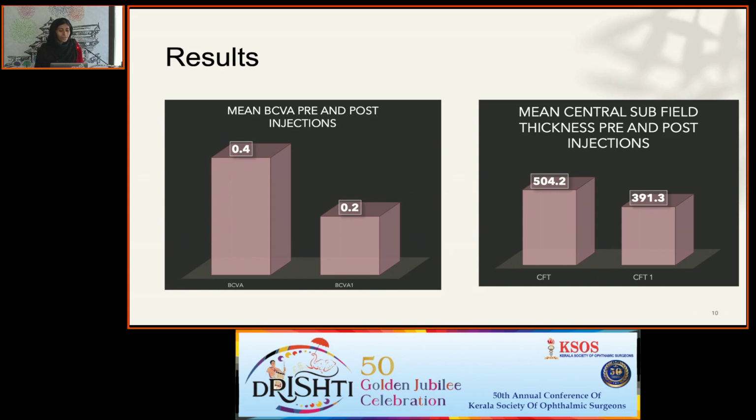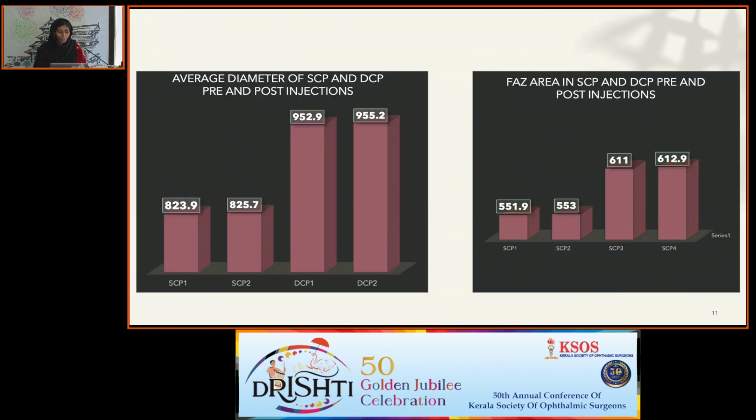Coming to our results, our study showed a statistically significant improvement in best-corrected visual acuity with a mean value of logMAR 0.4 to logMAR 0.2 and a reduction in central subfield thickness from 504 to 391 micrometers. Even though statistically insignificant, our study showed an increase in average diameter of superficial capillary plexus from 823.9 to 825.7 and in deep capillary plexus from 952.9 to 955.2.